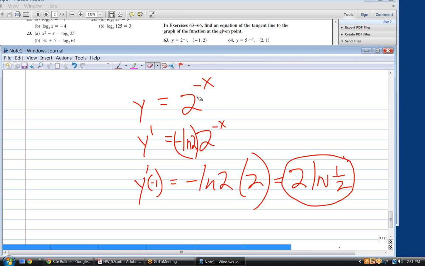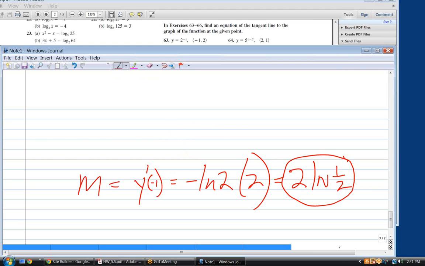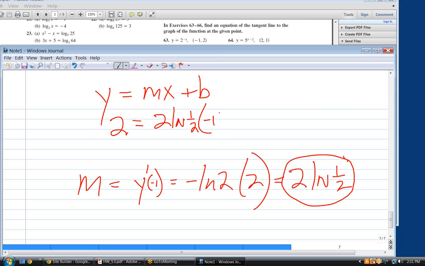So how do we come up with the equation of the line? You can do it like the equation y equals mx plus b, plugging in those 2 points and that for the slope, and we solve for b. There you go. That works fine. Maybe isn't the most direct, but it works just fine. So I've got 2 equals 2 natural log of 1/2 times minus 1 plus b. Right?